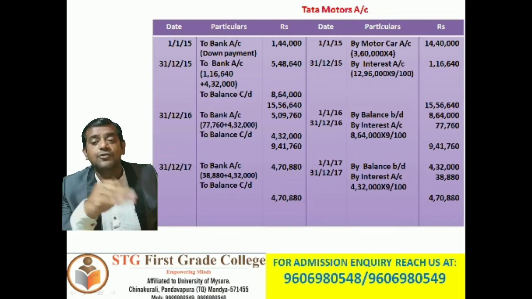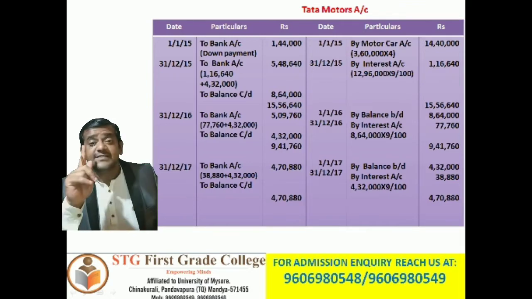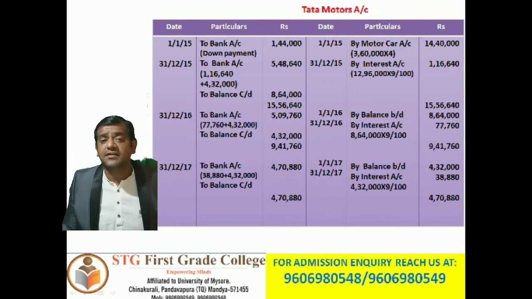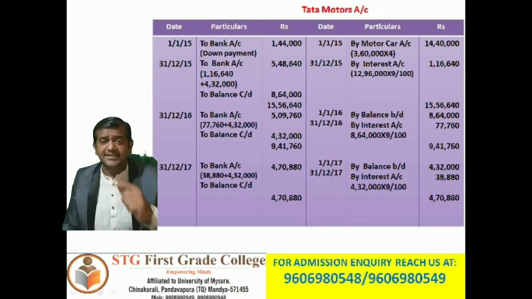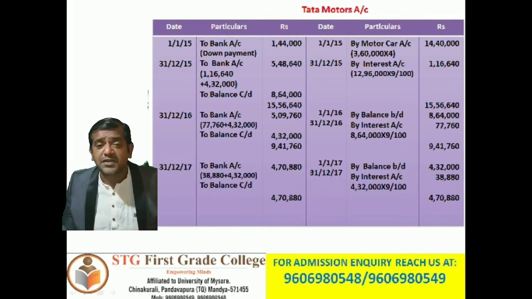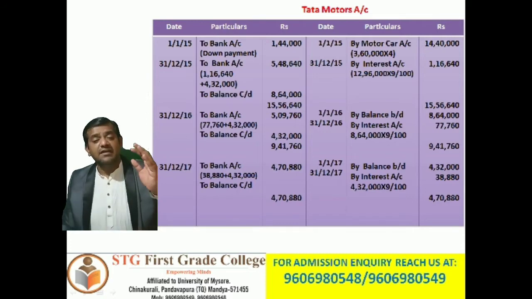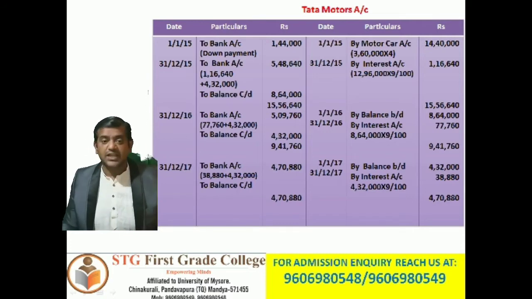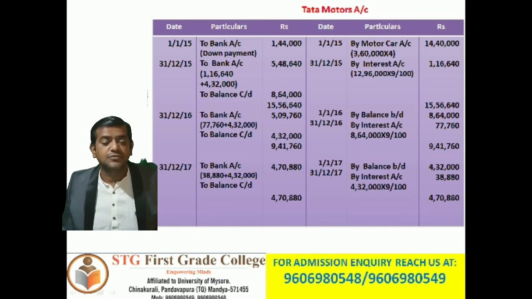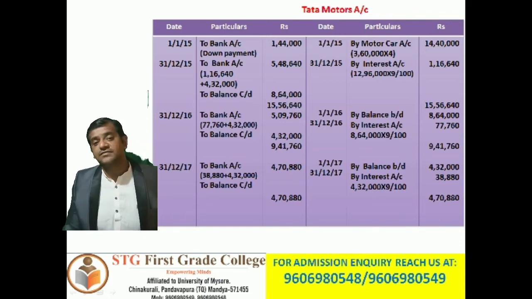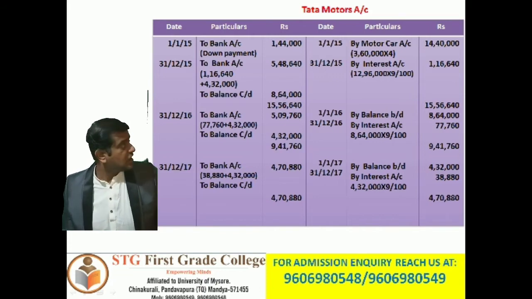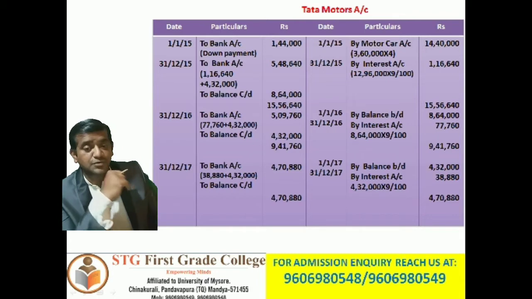To bank account, what is the interest we have found? 77,760 rupees plus what is the equal installment we are supposed to pay? 4,32,000. So 77,760 plus 4,32,000 put together, it is 5,09,760. How much? 5,09,760, which I have denoted here.